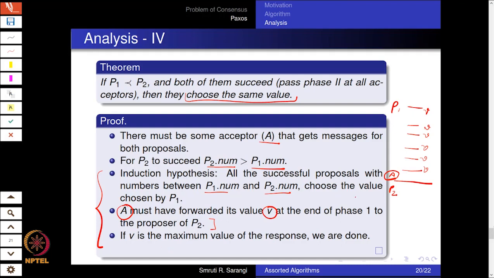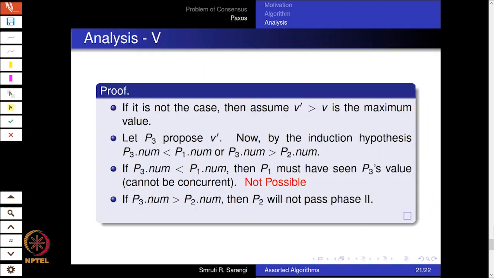So now for P2, what would it do at the end of phase 1? Well, it will take a look at all the values that it gets. One of them is V, and if V is the maximum, then there is no problem. P2 will choose V, and we are done, and we have successfully proven. So what we need to prove is that it will never be the case that some value other than V is chosen. So let us just assume, for the sake of proving, that some value V dash is chosen, which is actually not V.